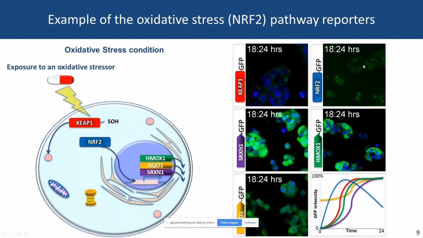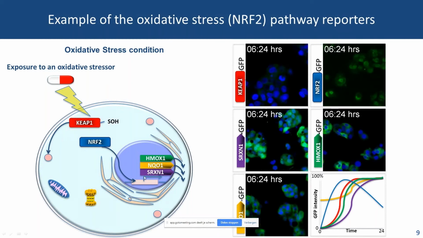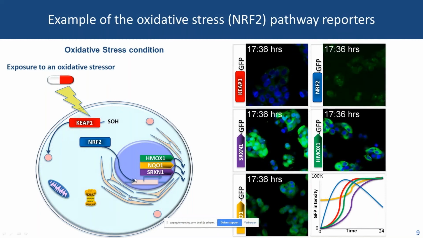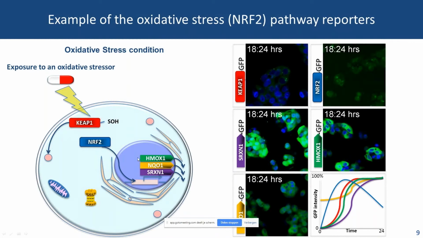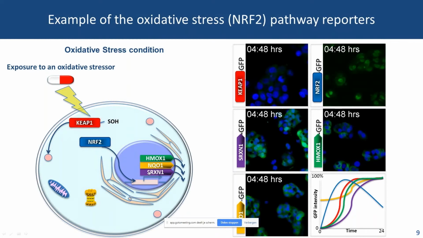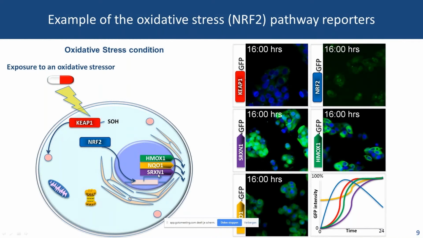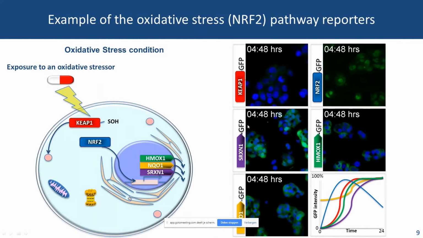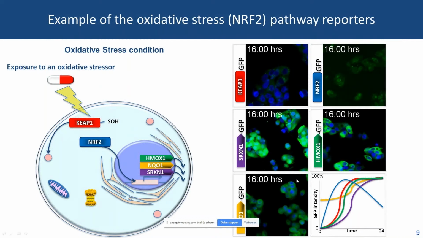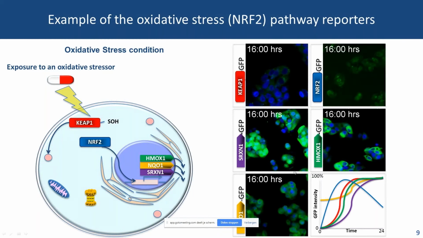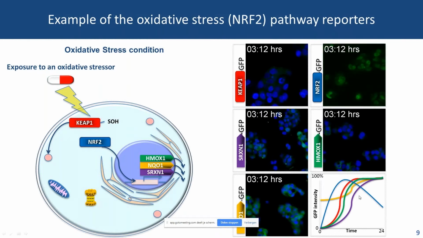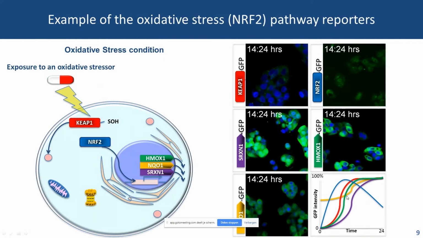When this happens, of course, NRF2 will bind to antioxidant response elements, and this will ensure expression of downstream targets, HMOX, NQO1, and thioredoxin, the antioxidants that I was talking about earlier. And you can see very clear induction of the biomarker GFP levels in this case. And then we can, of course, quantify this and create these dynamic plots.